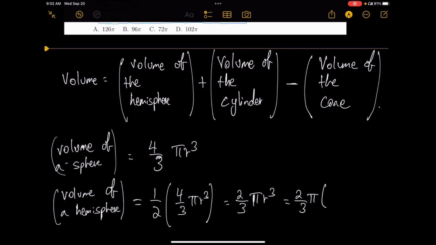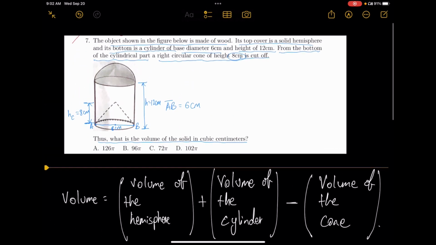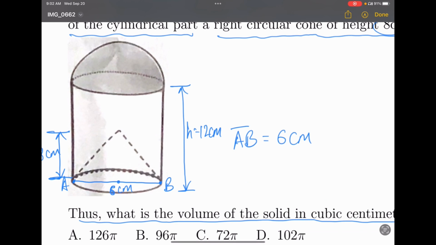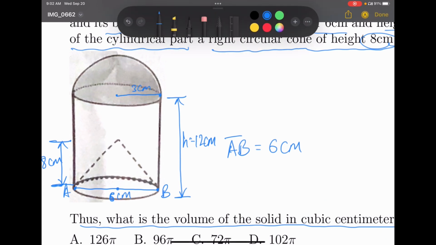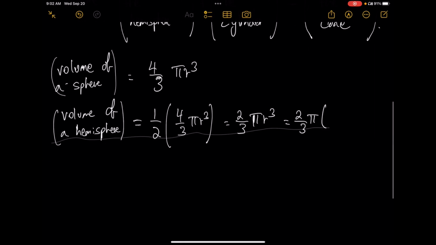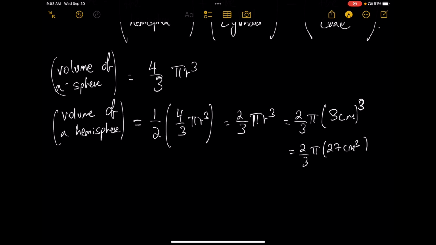So what is the radius of the hemisphere? Well, AB is 6 centimeters. The diameter was given as 6 centimeters. So how much is this? This will be 3 centimeters. Half of the diameter is the radius. So r is 3 centimeters. We cube it. So how much is it? 2 over 3 pi times 3 to the power of 3, that is 27 centimeters cubed. Then 1 over 3 times 27 is 9, and 9 times 2 is 18 pi centimeters cubed. That is the volume of the hemisphere.